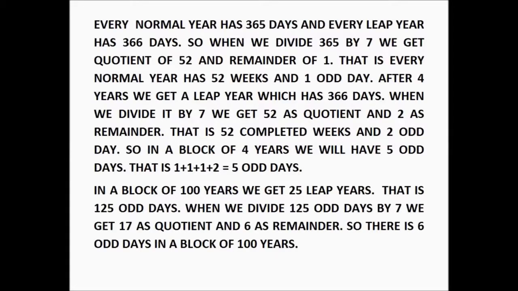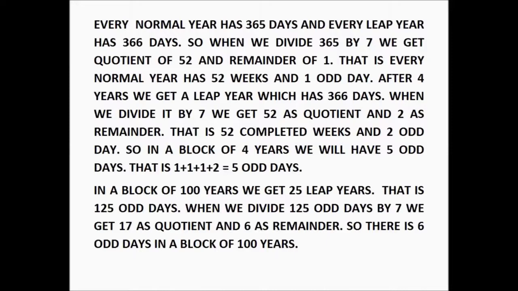Every normal year has 365 days and every leap year has 366 days. So when we divide 365 by 7 we get a quotient of 52 and a remainder of 1. That is, every normal year has 52 weeks and 1 odd day. After 4 years we get a leap year which has 366 days. When we divide it by 7 we get 52 as quotient and 2 as remainder. That is 52 completed weeks and 2 odd days. So in a block of 4 years we will have 5 odd days. That is 1 plus 1 plus 1 plus 2 equals 5 odd days.